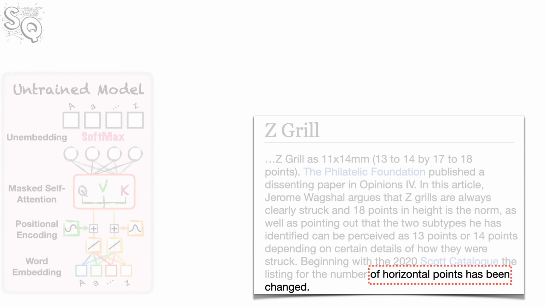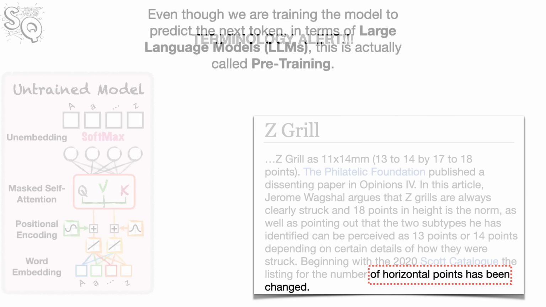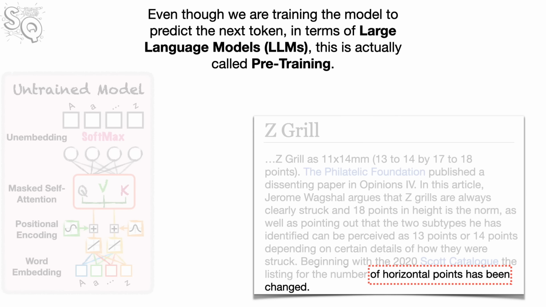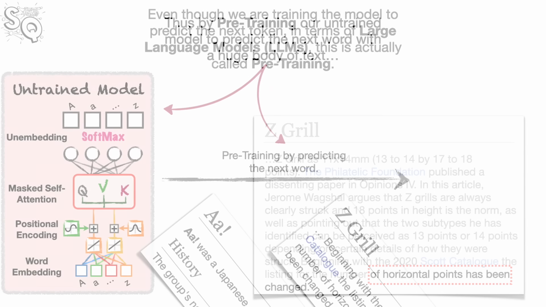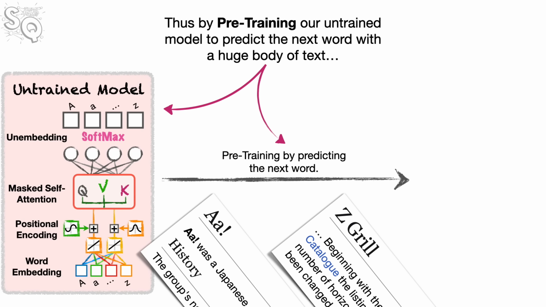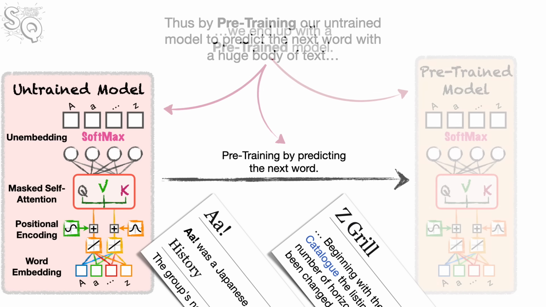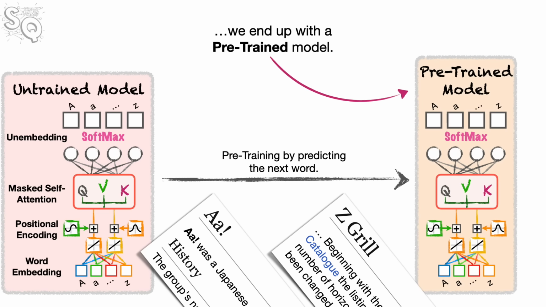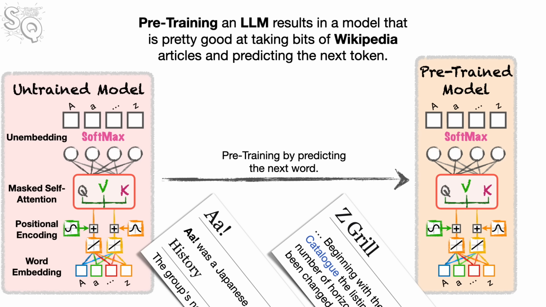Oh no, it's the dreaded terminology alert. Even though we are training the model to predict the next token, in terms of large language models, this is actually called pre-training. Thus, by pre-training our untrained model to predict the next word with a huge body of text, we end up with a pre-trained model. Bam. Pre-training a large language model results in a model that is pretty good at taking bits of Wikipedia articles and predicting the next token.